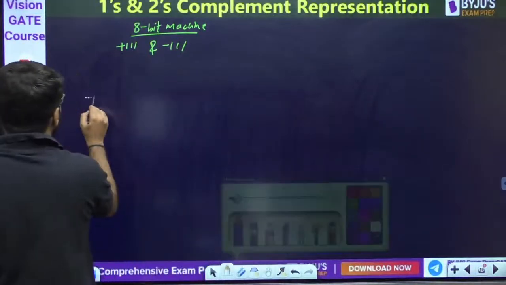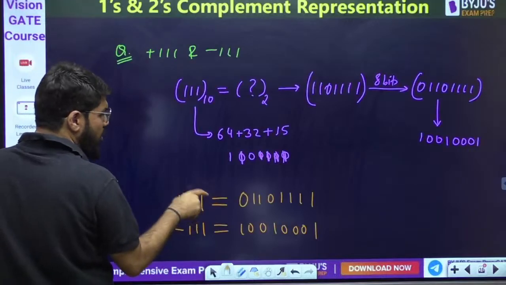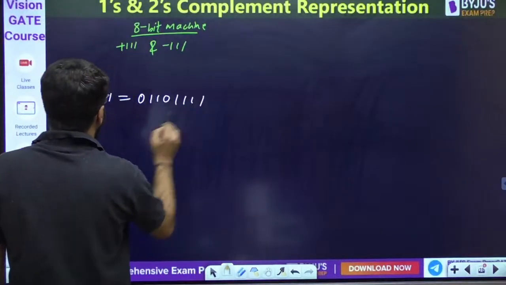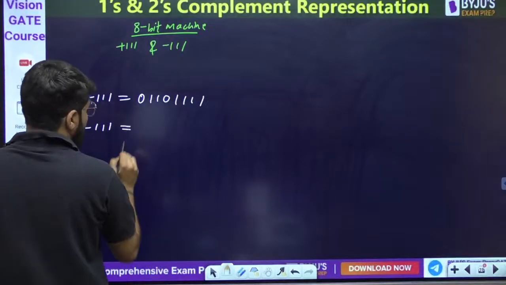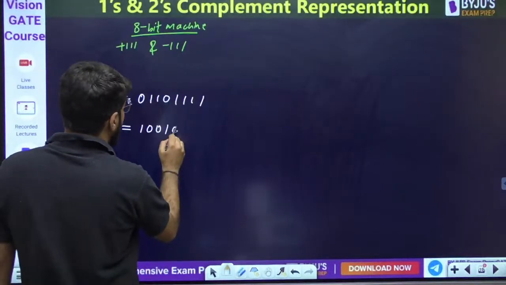So, see dear, what is plus 111? What is the answer we have got? 0110 1111. And what is minus 111? Okay, 1001 0001.